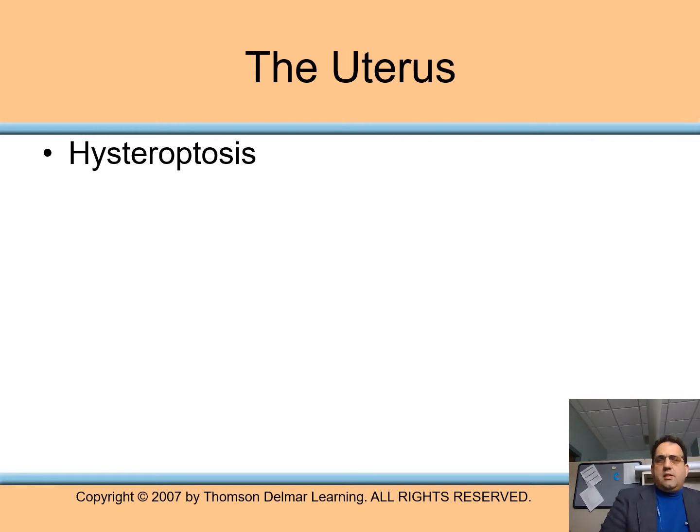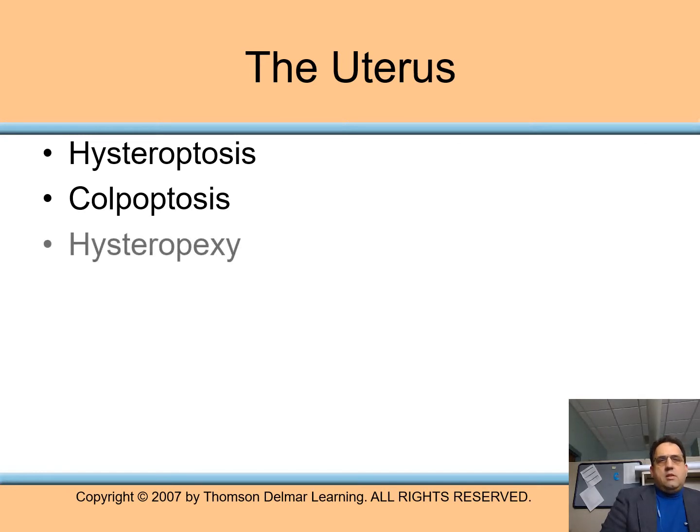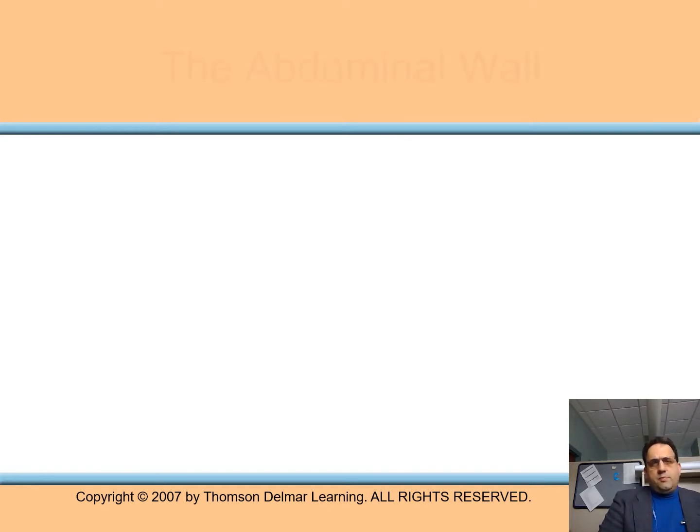Hysteroptosis, that is an actual herniation, that is actual intussusception of the uterus. Colpoptosis would be the vagina coming out. Hysteropexy would be the process you would use then if the uterus had actually prolapsed in a hysteroptosis. You would use a hysteropexy to fix it in place. A hysterocele would be a bulge in the uterus that actually presses into the rectum.